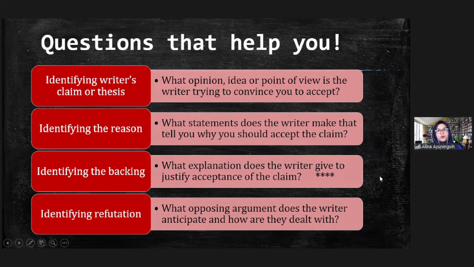So the question in finding out the refutation in the argumentative essay is: what opposing argument does the writer anticipate, and how are they dealt with? That is refutation.